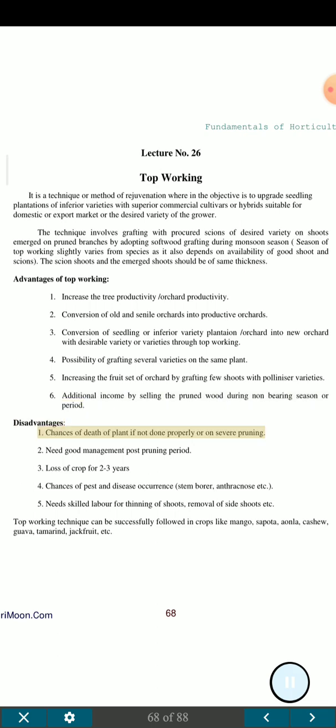Disadvantages. 1. Chances of death of the plant if not done properly or on severe pruning. 2. Need good management in the post-pruning period. 3. Loss of crop for 2 to 3 years. 4. Chances of pest and disease occurrence, stem borer, anthracnose etc. 5. Need skilled labor for thinning of shoots, removal of side shoots etc. Top working can be successfully followed in crops like mango, sapota, aonla, cashew, guava, tamarind, jackfruit etc.